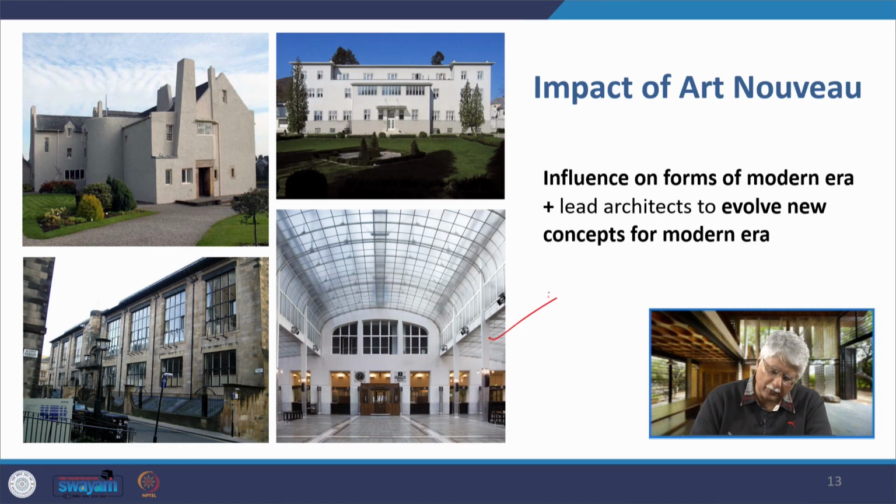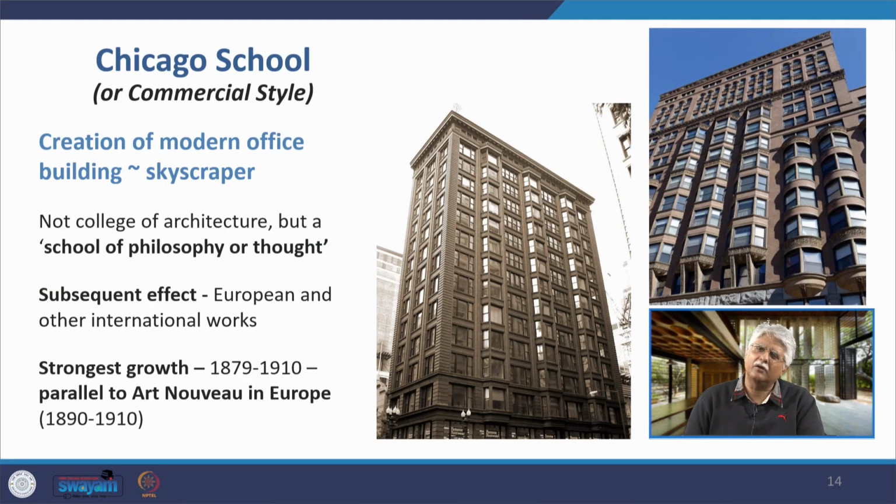So, for example, the Postal Savings Bank by Otto Wagner, or the Glasgow School of Art by C.R. Mackintosh, or the Purkersdorf Sanatorium by Joseph Hoffmann. All these buildings were the pointers towards what was to come in the modern times. Now we go across the Atlantic to the United States and see what was happening during this period in America.